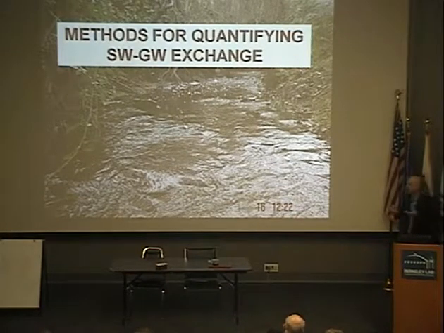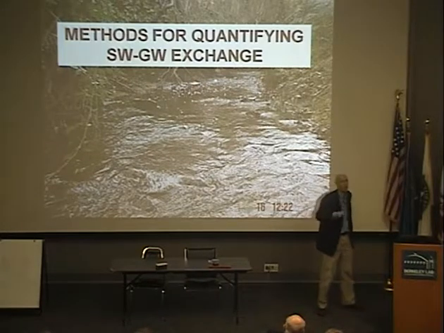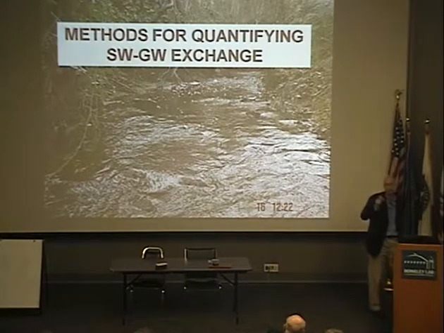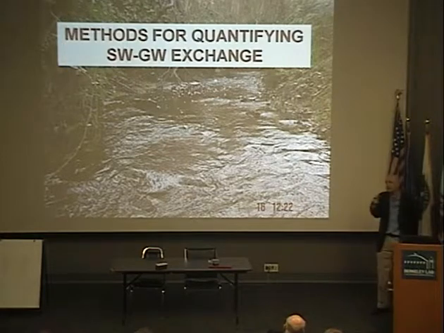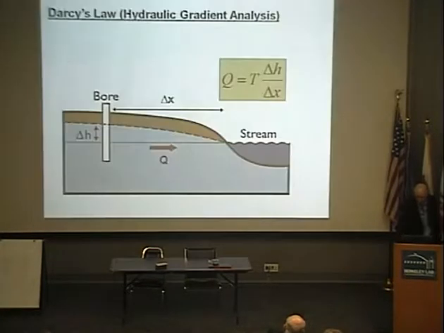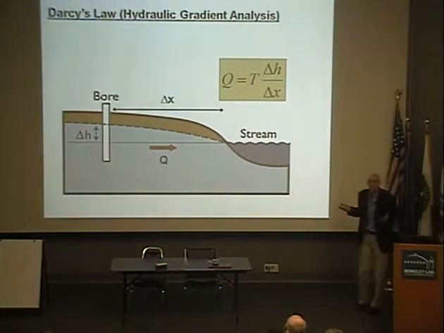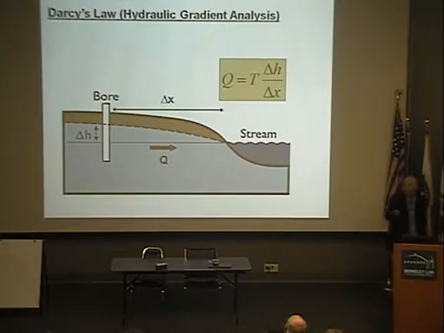I want to talk a little bit now about how we might characterise groundwater surface water interaction, how people have been trying to quantify that flux, and the applicability of those methods for regional scale approaches. Most obvious, as a groundwater hydrologist, of course, is to use Darcy's law and to look at the gradient between a bore adjacent to a stream and the stream.